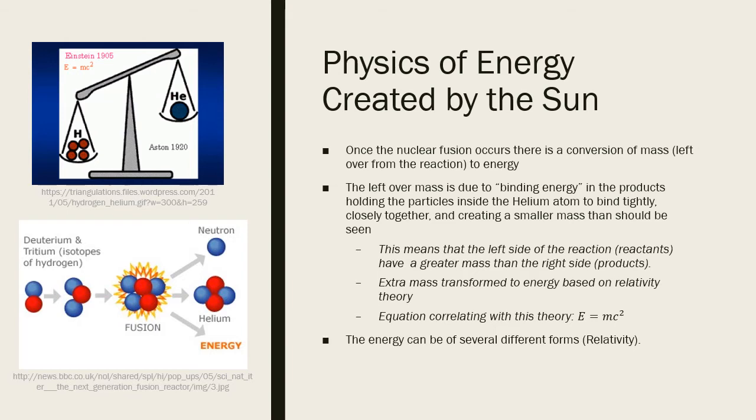At the end of the reaction, the reactants on the left side have a larger mass than the products seen on the right side of the equation. Extra mass can be converted into energy based on the relativity theorem from Einstein. The equation correlating with this theory is E equals mc squared. The energy created can be of several different forms, such as kinetic energy, also known as the energy of motion, thermal energy, used as heat, and chemical energy, used as fuel for internal processes.